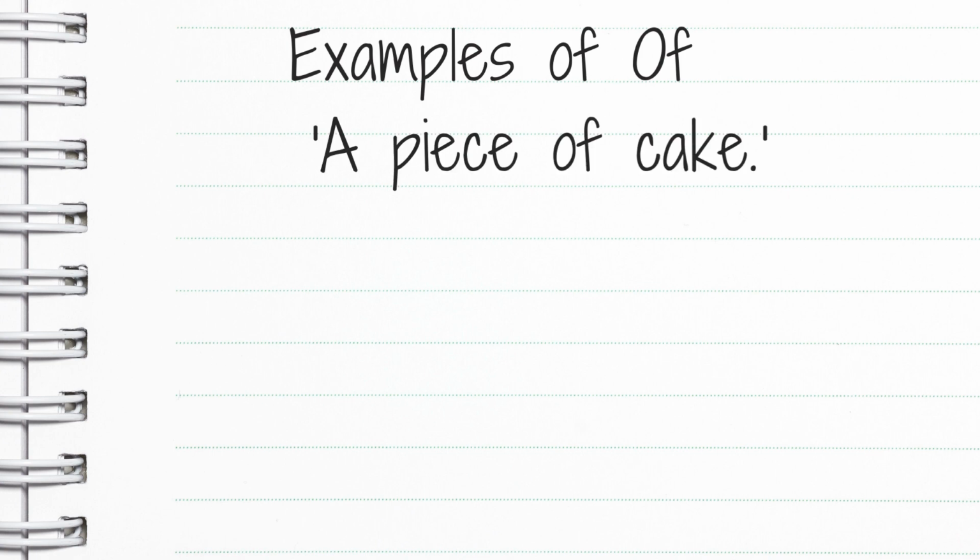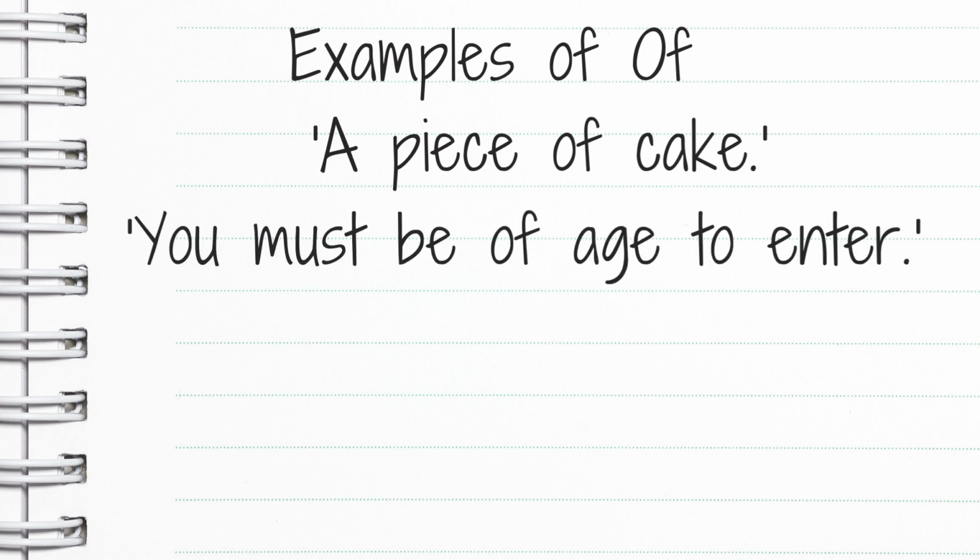It's a piece of cake. So we're talking about a single piece of cake. A piece cake, that doesn't make sense without the preposition of in there. A piece of cake. You must be of age to enter. So they're saying you must be at least the age of 12 to enter this area. And again, the sentence wouldn't make sense without the word of in there. You must be age to enter.